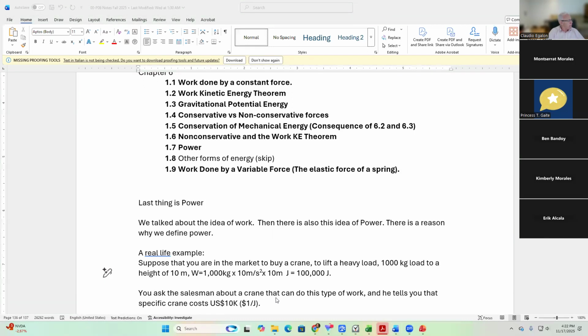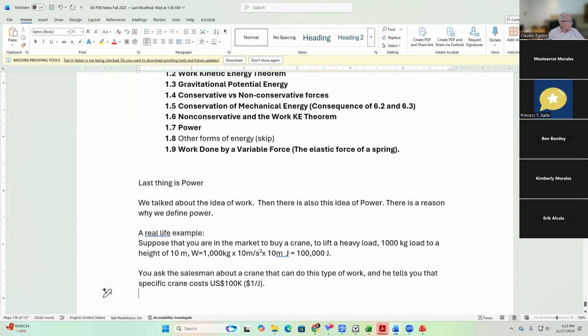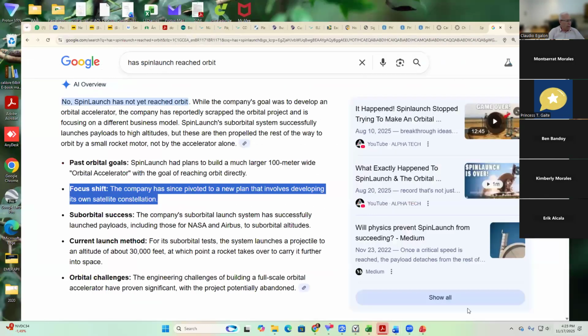Okay. And then let's say you ask one salesman about the crane that can do this job, 100K joules. And let's say the salesman tells you that it costs $100,000, which gives you an average of $1 per joule.